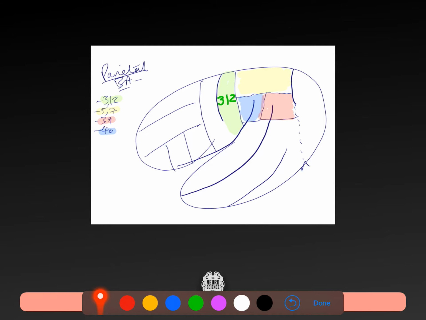Yeah, and then we have this intraparietal sulcus, the parieto-occipital sulcus, Sylvian fissure. So this is Brodmann area 40. And then here, all the way, this is our superior temporal sulcus into the angular gyrus there.